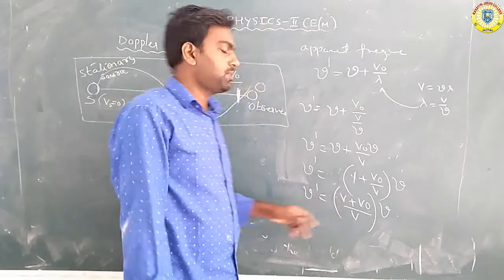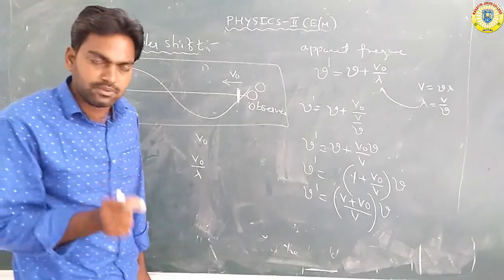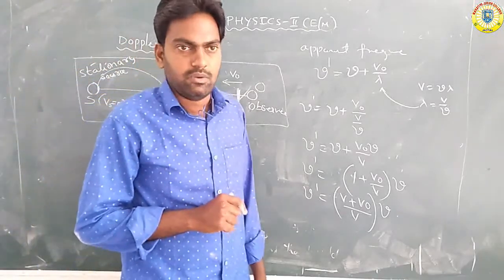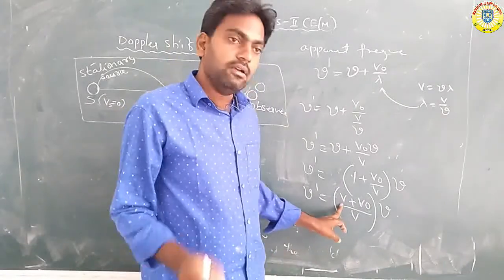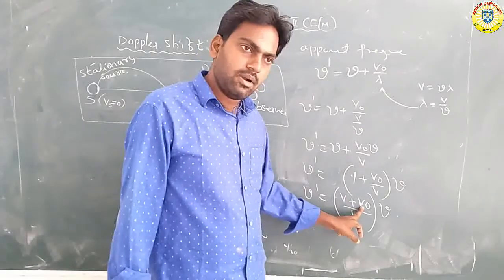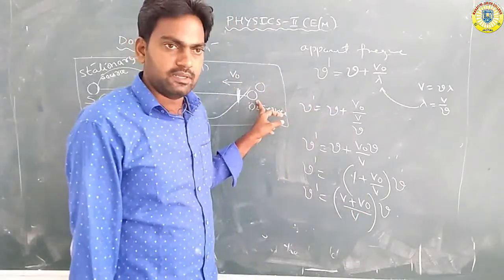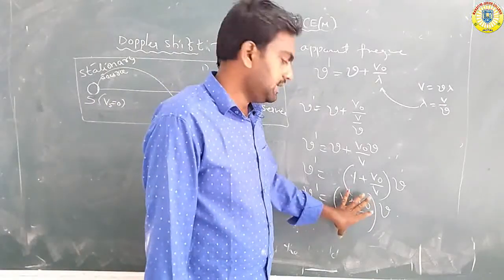not a source. Here the source is a stationary source. V means the velocity of sound in air. There is a constant value, 331 meters per second. V is called the velocity of sound in air. V naught is called the observer's velocity. So the total velocities are in the bracket.